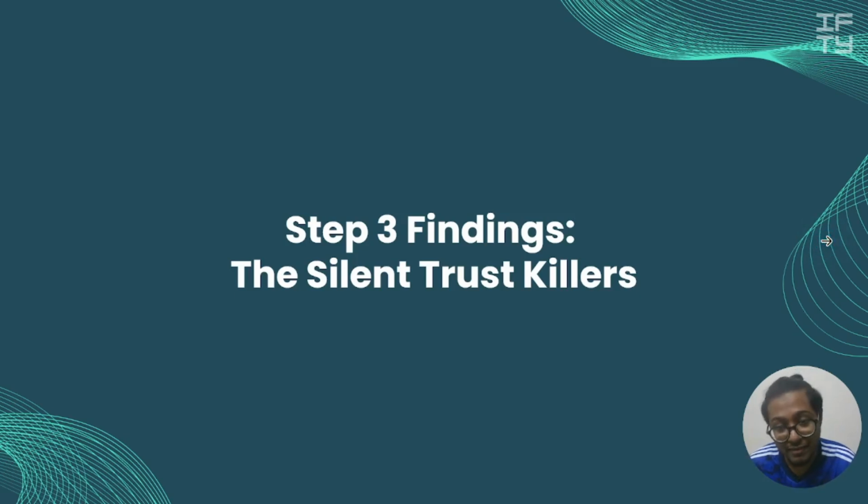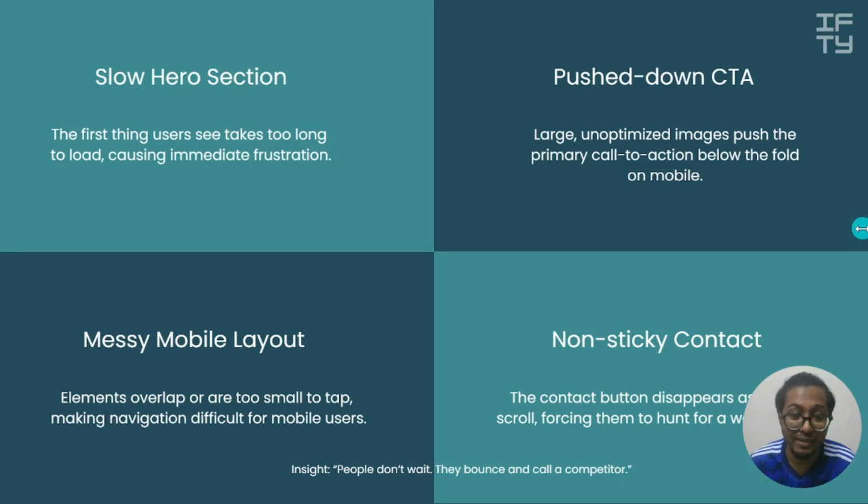So the next step finding is the silent trust killer. And yeah, friction was definitely hurting this site. Four things stood out. Slow hero section. The first thing people see took too long to load. Immediately it converts into frustration for them.